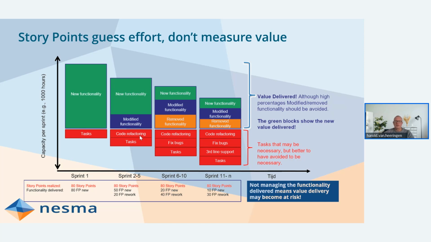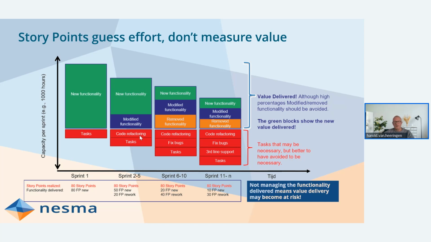And as said, story points are a measure for effort. So if these things cost effort, they will get story points. But if you want to know the value produced, these story points that go into those red blocks, which you have to do but should have avoided in the first place, don't really bring directly visible value to the users and the customers. And that's why we measure the functionality using nested function points and looking at the size that is added, modified, and removed. So that is what we can consider the size of a sprint project.